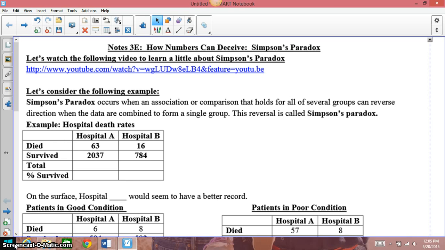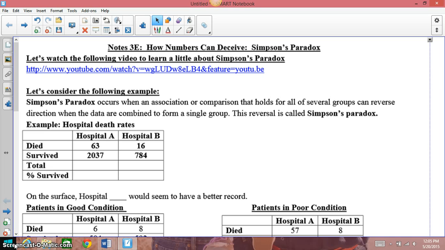So we're looking at section 3E now, which is entitled How Numbers Can Deceive, and most specifically we're going to look at Simpson's paradox. At the top there you see a link to a YouTube video. It's definitely worth watching. It's just a guy explaining the idea of Simpson's paradox. I'll give you one example here, and hopefully you'll find it very straightforward and probably one of the easiest topics that we've looked at so far.